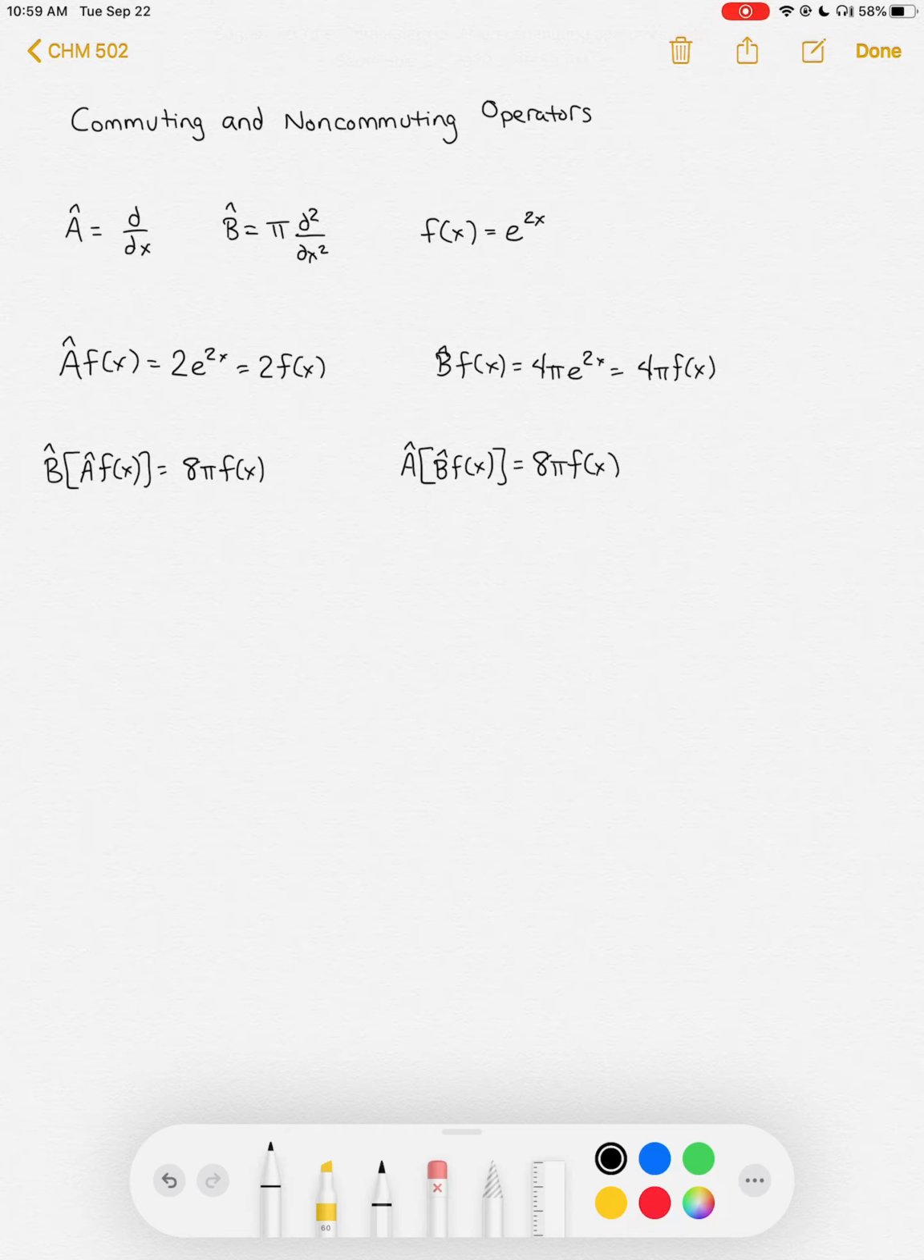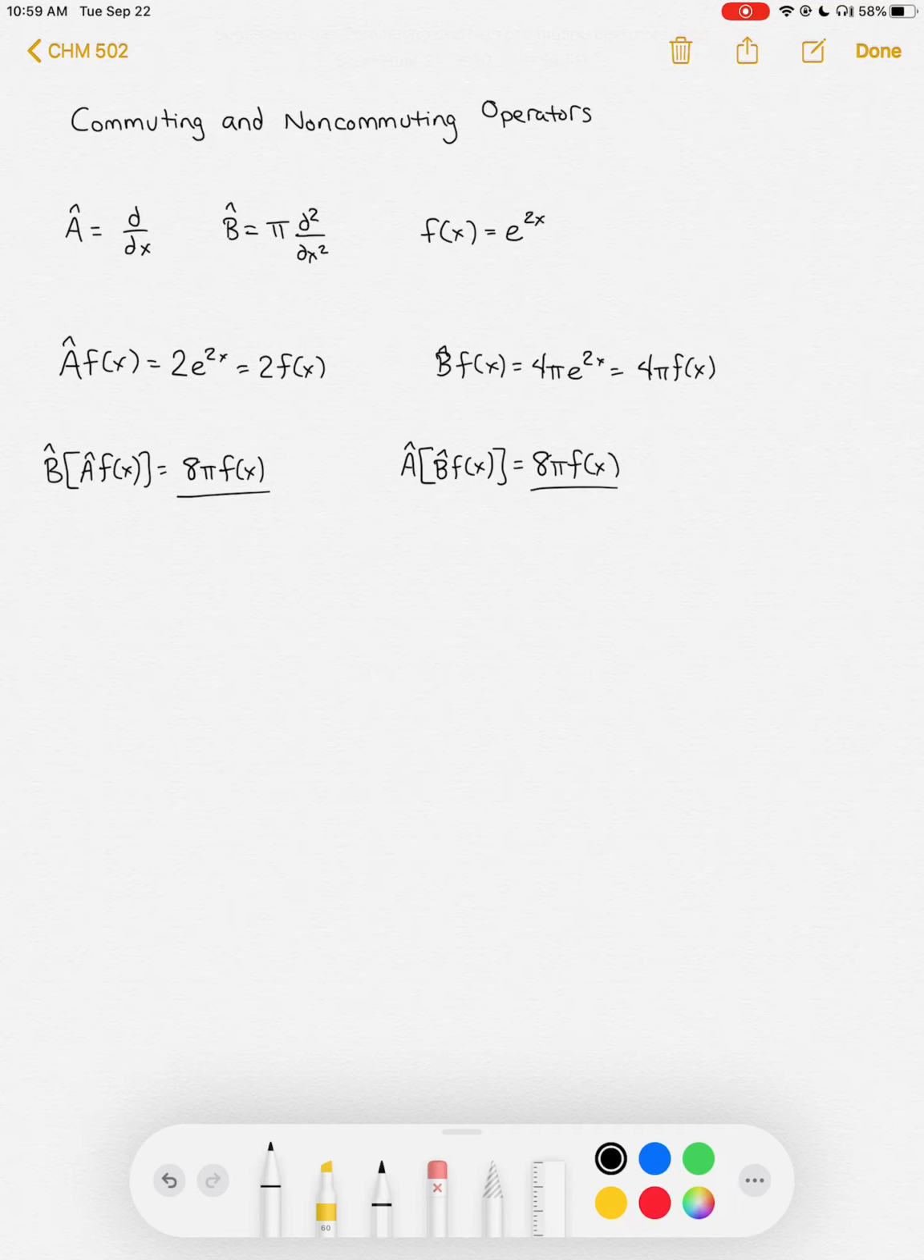So here, the fact that these two are the same means that these operators commute. The order I use them doesn't matter, and I can know both my hypothetical a and b values, my 2 and my 4 pi, for whatever observables these correspond to, simultaneously.